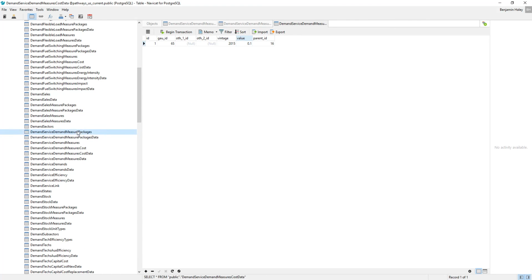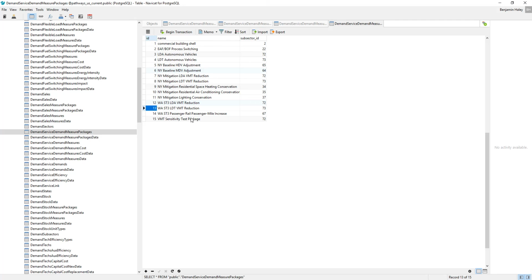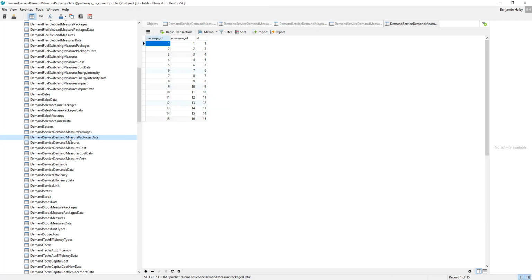Second, we need to load that measure into a package. Packages to measures are one to many. In this case it's just one to one, but the structure is one to many. So we input what I'm calling here a VMT sensitivity test package. Then we go to the data, we input the package, which is 15, we load the measure into it, which is 16, and we're good to go.